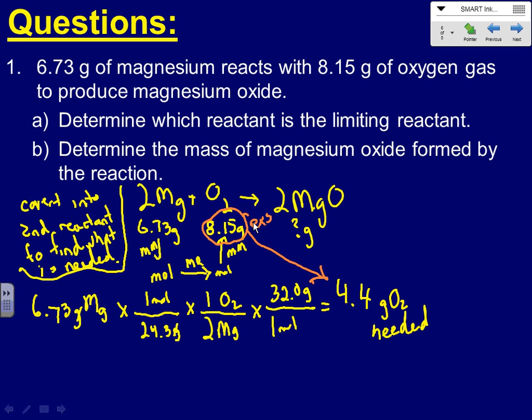So now that we know which one is excess, then automatically the other one becomes our limiting reagent. Running out of space in there, but we'll squeeze it in.